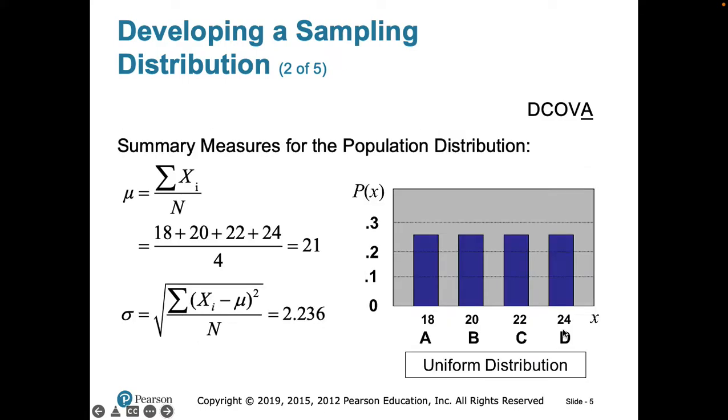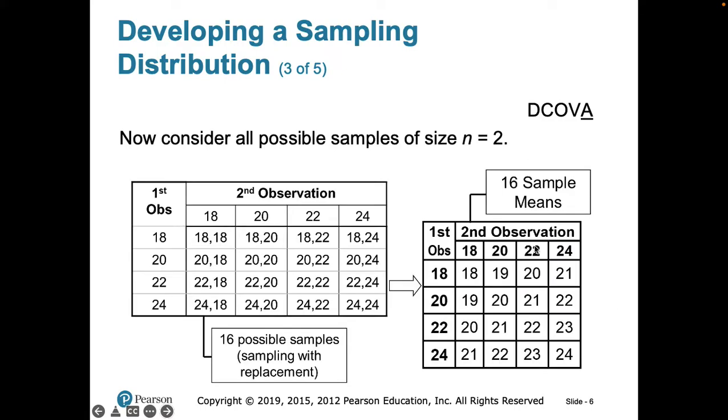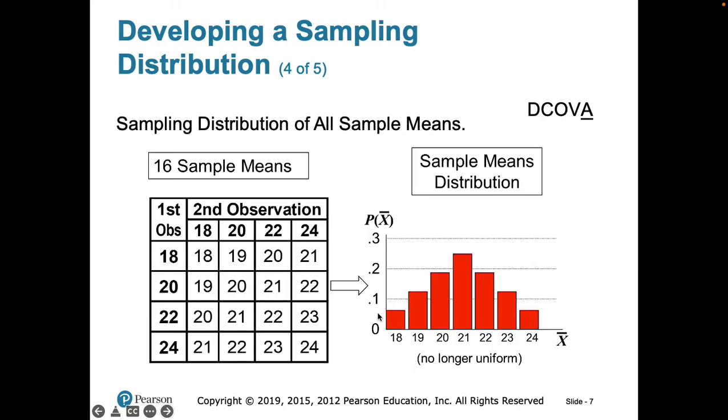It no longer looks like this uniform distribution, but now it looks like a normal distribution, because there is only one way to get a mean of 18, and that's if you pick the same person twice. There are 2 ways to get a mean of 19, and that is if you pick a 20 and an 18, or an 18 and a 20. So that's why the 19 is there 2 times.